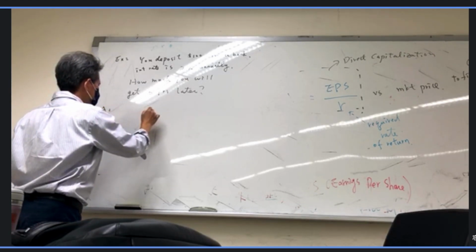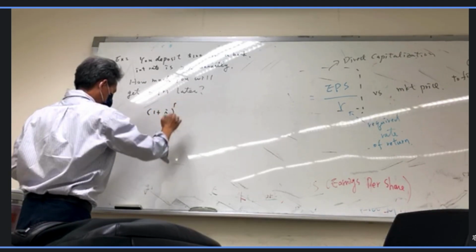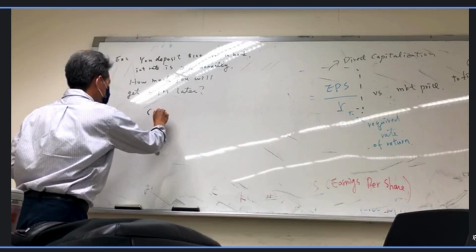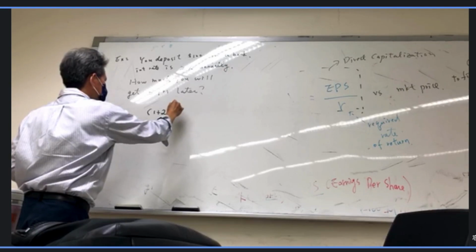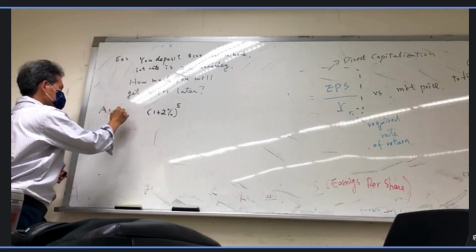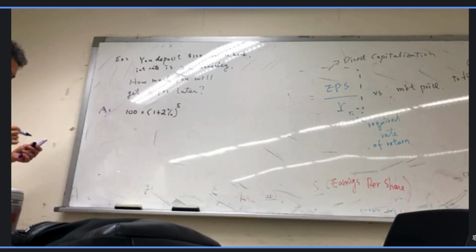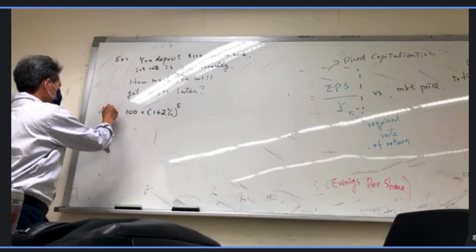So from our understanding, we will use the interest rate and then compounding, right? 2%. So you know how much your money is going to make for you. Right, this is it. So 100 times this much, right? And we call this as the future value.